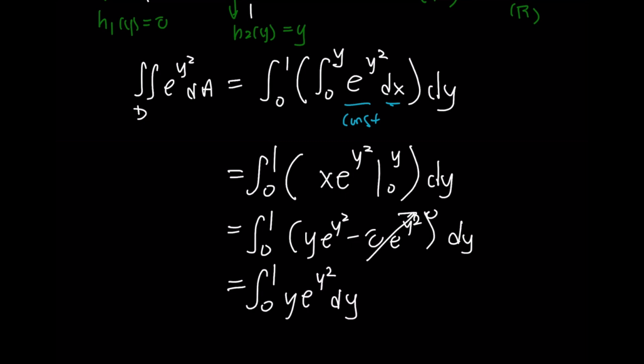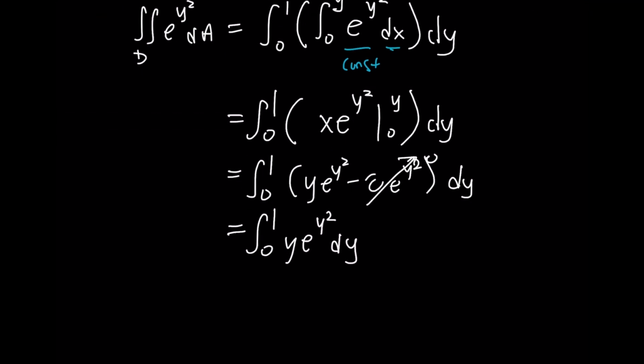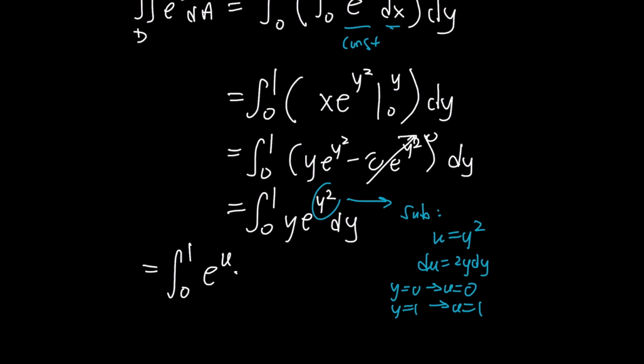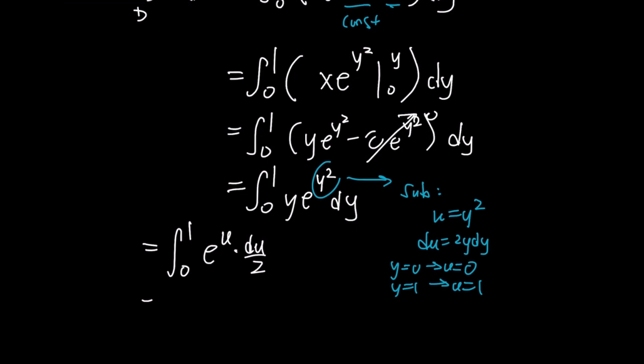As we expect when we calculate an iterated integral, everything should be in terms of the remaining variable. At this point, to evaluate it, we perform a substitution. u is y squared, du is 2y dy. If y is 0, that implies u is 0. If y is 1, this implies u is 1. We'll still get limits from 0 to 1, e to the u, du over 2. So at the end of the day, this will give me e to the u over 2, evaluated from 0 to 1, so e minus 1 over 2.